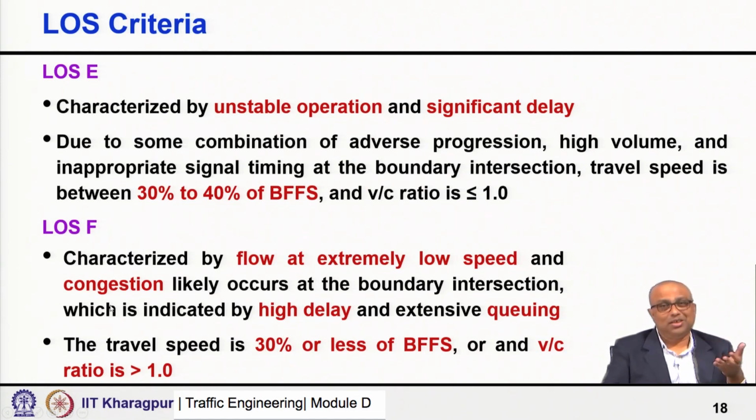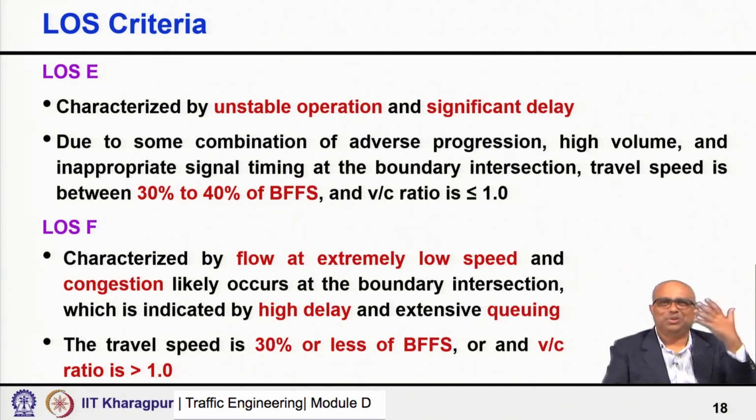And F, forced flow. Here, first thing, the V by C ratio is greater than 1. So, it is characterized by flow at extremely low speed, and congestion likely occurs at the boundary intersection, which is indicated by high delay and extensive queuing. So, overall speed is below 30% of the BFFS.